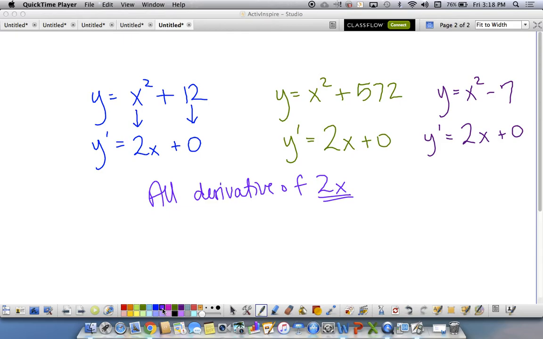Going backwards, we know the derivative is 2x. Which function did it come from? The book will say, in bold words, no single function is the antiderivative of 2x, because there are infinitely many functions whose derivative is 2x. So going backwards, given 2x, we don't know which constant it is.